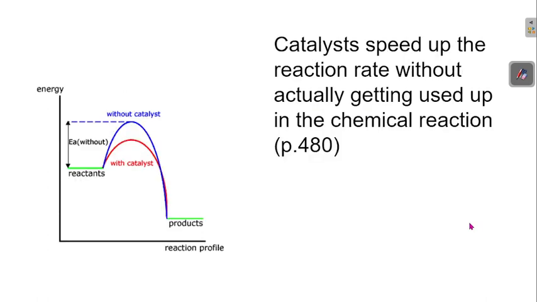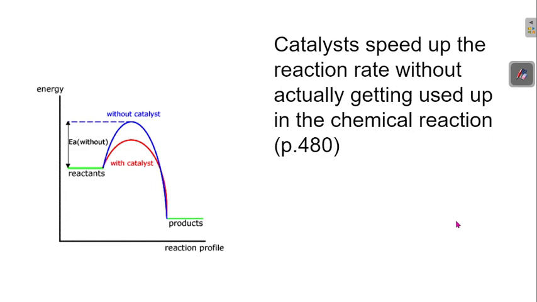Okay, let's talk about catalysts. That's another thing you can use to increase the rate of reaction. A catalyst is a substance that you, a chemist, put in the reaction to speed up the reaction without actually getting used up in the chemical reaction. And we're going to be studying catalysts in more depth in the future. But for right now, you need to know that.